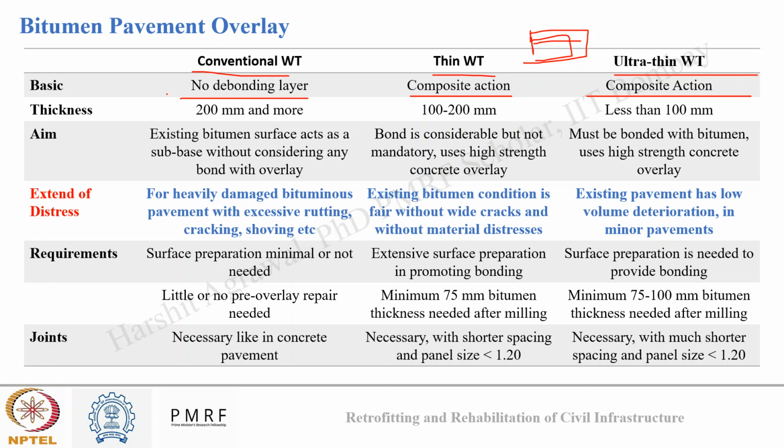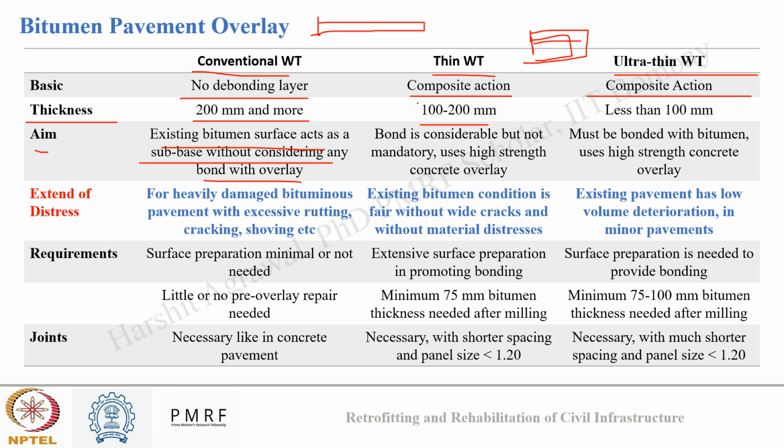Okay, the thickness in case of a conventional white topping is greater than 200 mm, while in case of thin white topping, it is 100 to 200 mm, and in case of ultra thin white topping, it is less than 100 mm. The aim of conventional white topping is that the existing bitumen surface acts as a subbase without considering any bond with the overlay. So here my concrete is the base now, while my bitumen acts as a sub-base to that concrete.